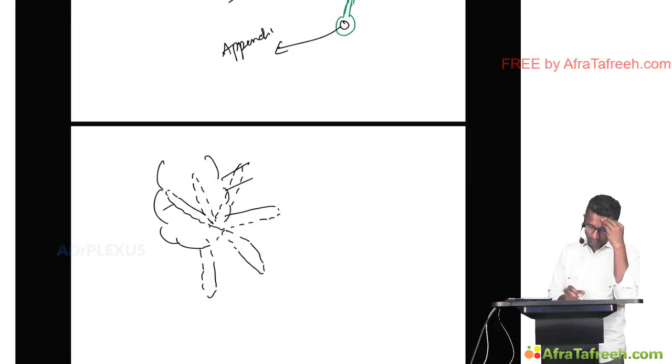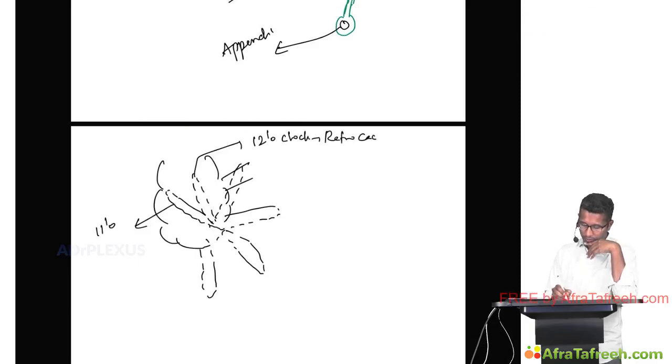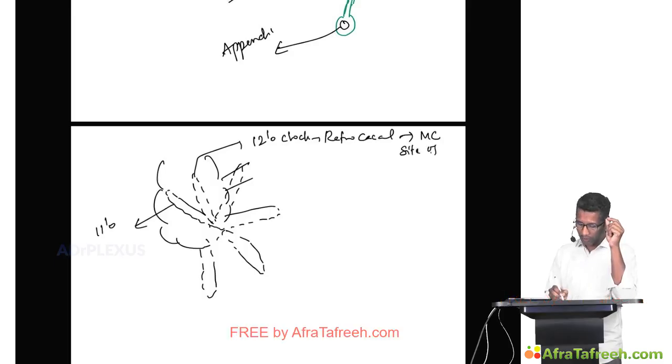So this is called the 11 o'clock position. This position is called the 12 o'clock position. This is the retrocecal position, and the retrocecal position is the most common site of the appendix.